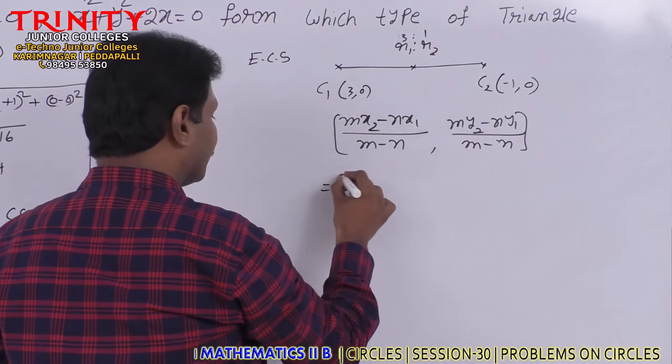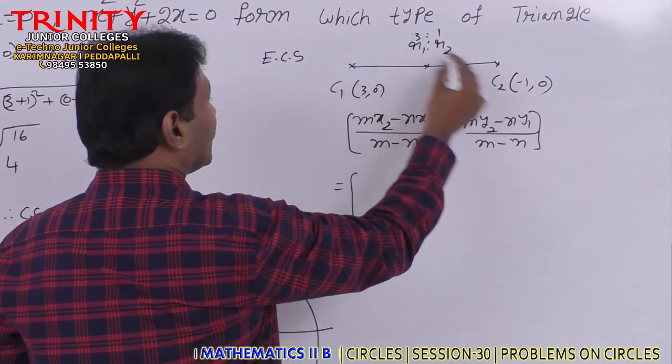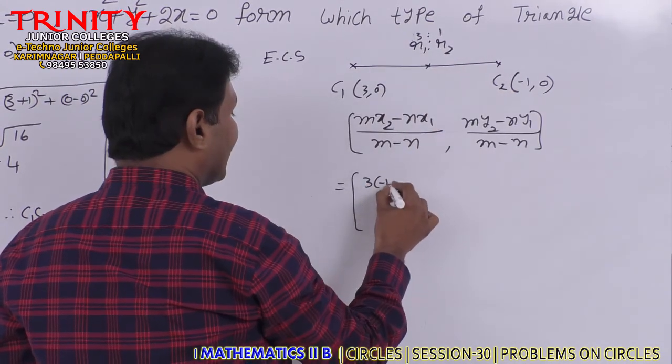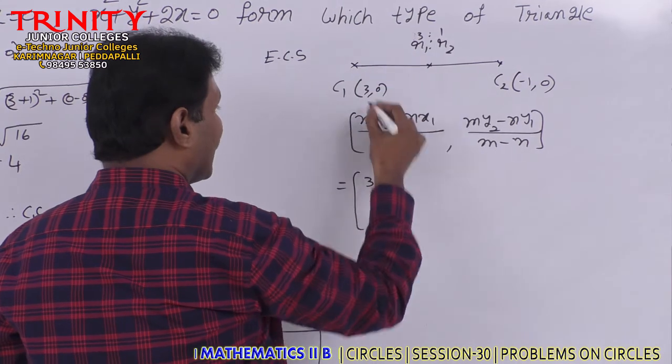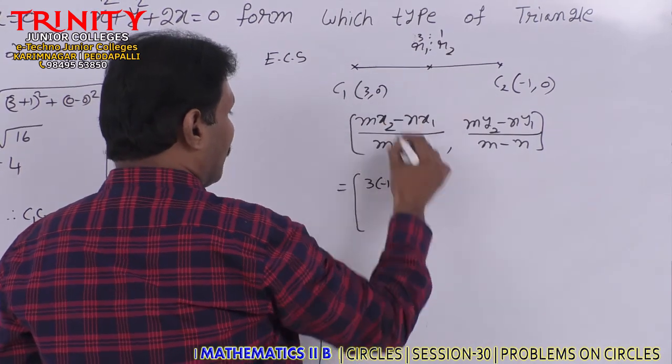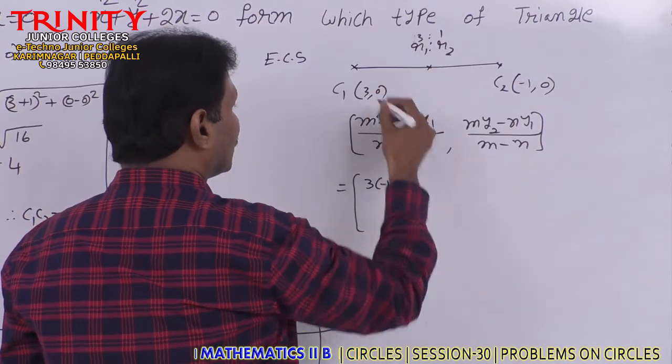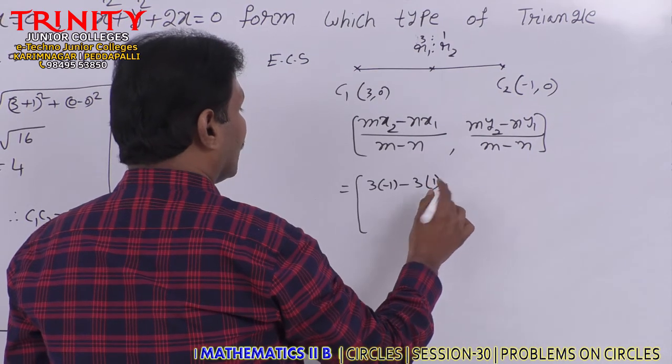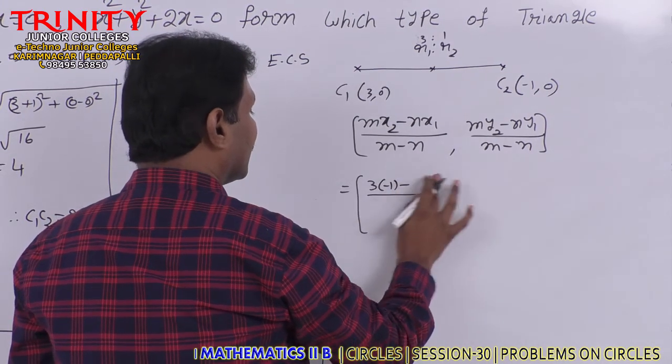That equal to 3 into minus 1, mx2 minus nx1, that means minus of 1 into 3.